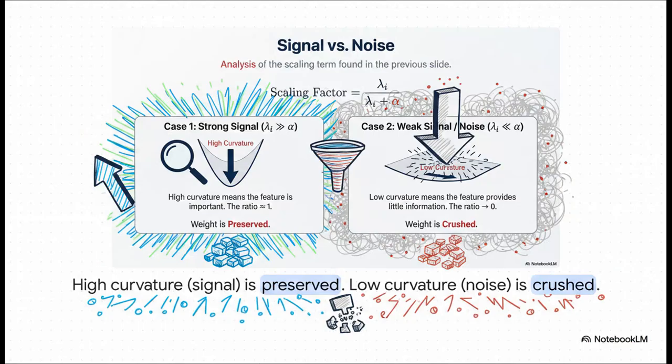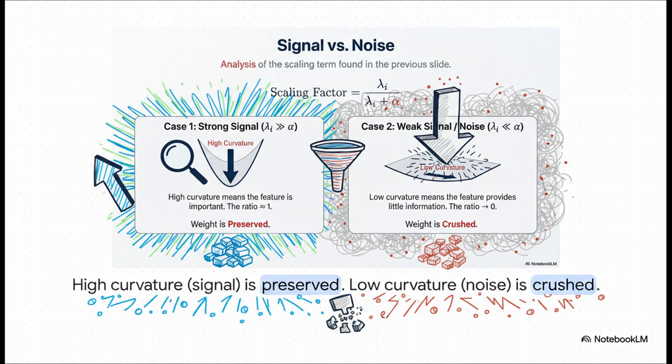Okay, look at the scaling factor. It's that eigenvalue, lambda, divided by lambda plus alpha. So let's look at two cases. Case 1, a direction with really high curvature. That means it has a large eigenvalue, a large lambda. This represents a strong, important pattern in the data, a true signal. In this case, that scaling factor is super close to 1. The weight is barely touched, it's preserved.